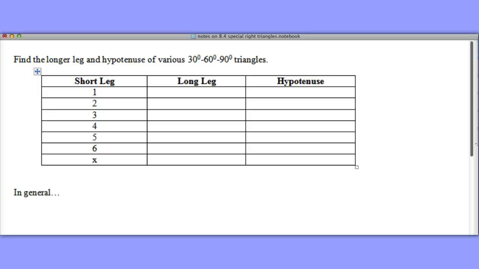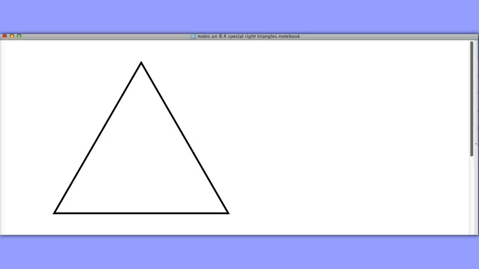All right, let's continue on and take a look at 30, 60, 90 right triangles. To consider 30, 60, 90 right triangles, we're going to take a look to begin with at an equilateral triangle, and I'm going to draw in an altitude. And I know that in an equilateral triangle, all the angles are 60 degrees at the corners. And then this altitude bisected the angle at the top here. So this is how I get two 30, 60, 90 triangles.